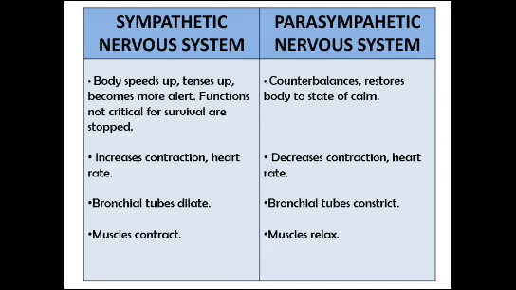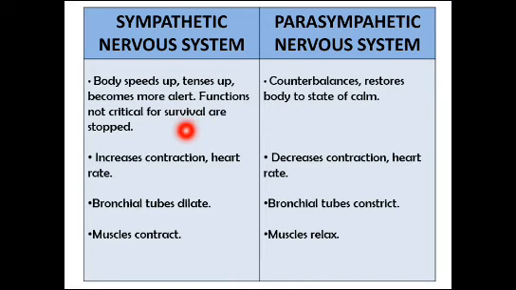Now coming on to the further differentiation. In the sympathetic nervous system, the body speeds up, tenses up and becomes more alert. As you see a lion, what is the response of your body? The body speeds up. You make yourself aware that you have to now either fight or flight, so you have to run or whatever. Then to save yourself from this situation, the body speeds up, tenses up and becomes more alert. The functions not critical for survival are stopped.